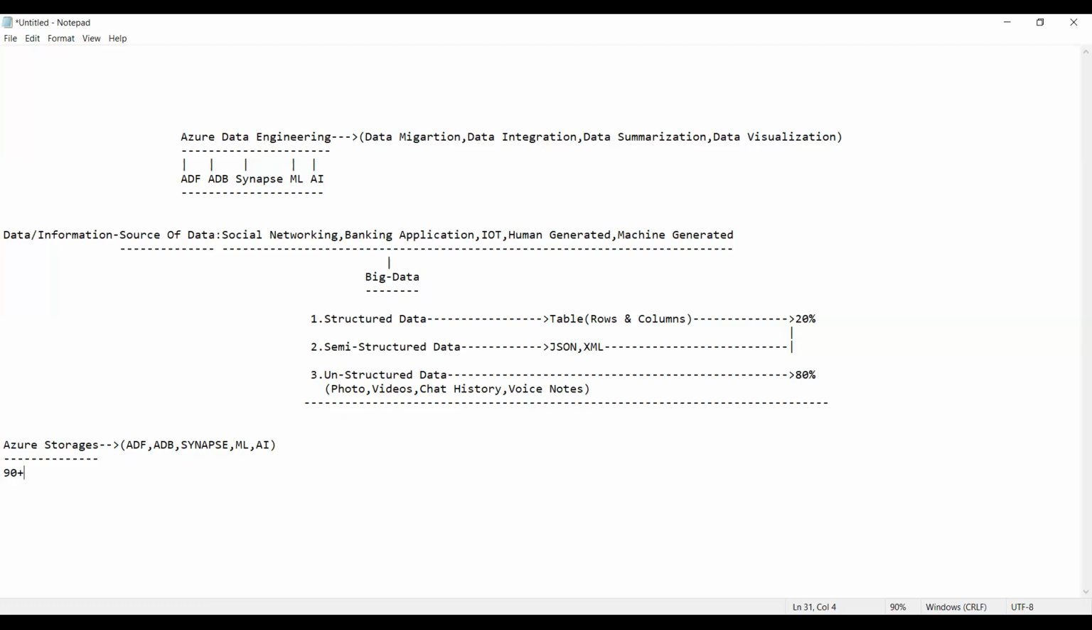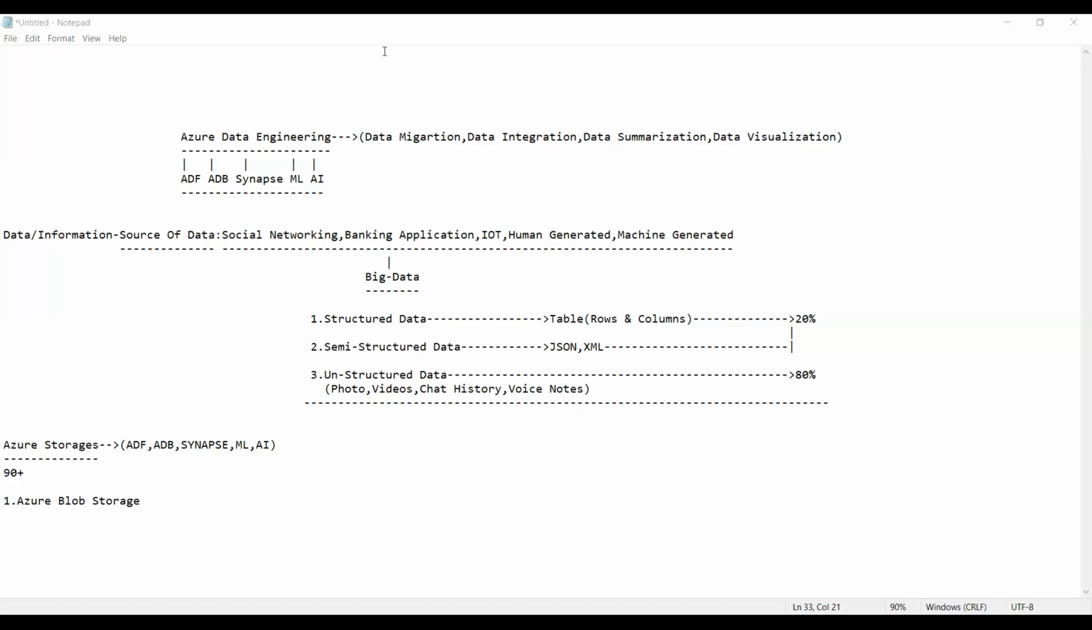Let us try to see these first. The first type of storage is called Azure Blob storage. Azure Blob storage is nothing but the binary large object. Blob stands for binary large object.